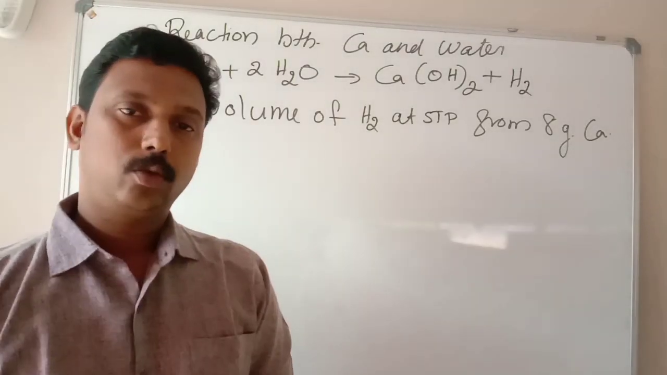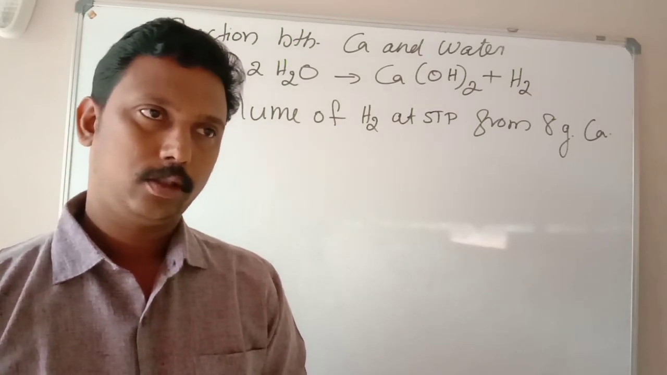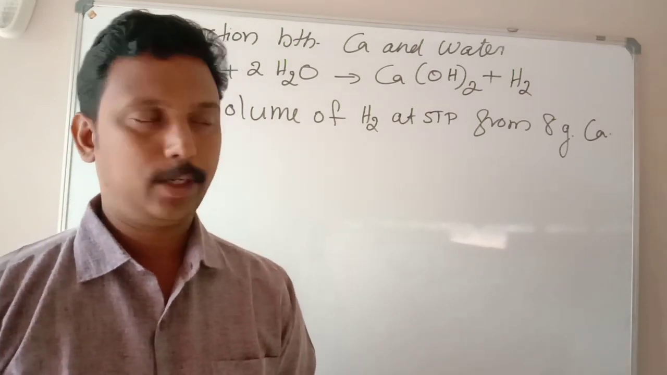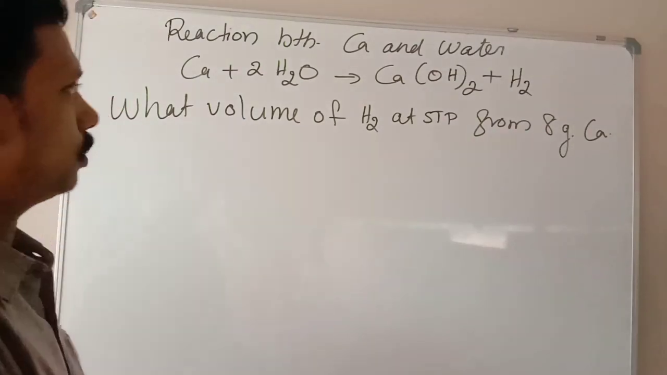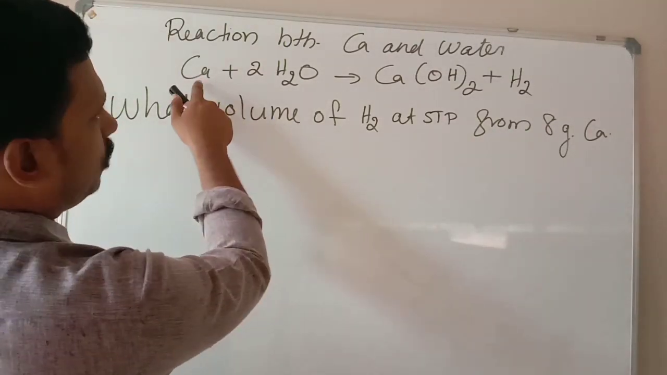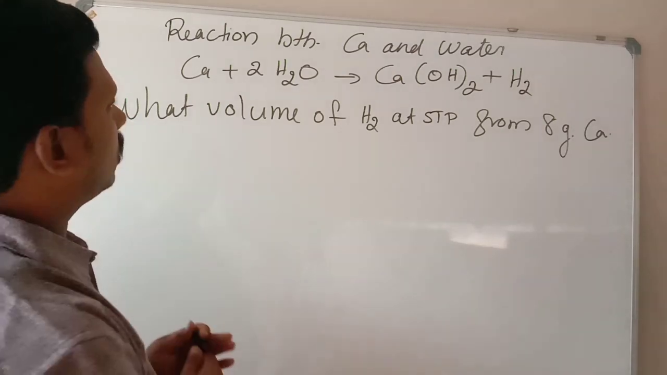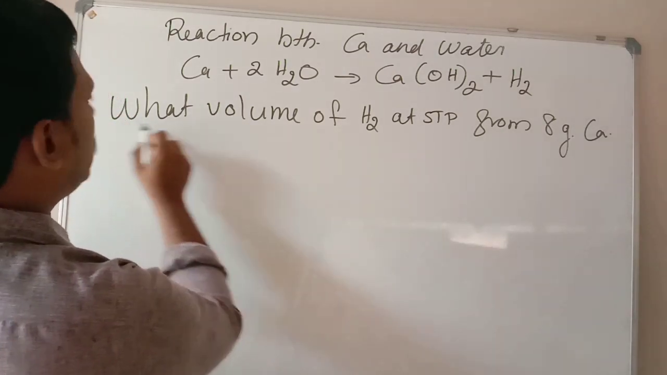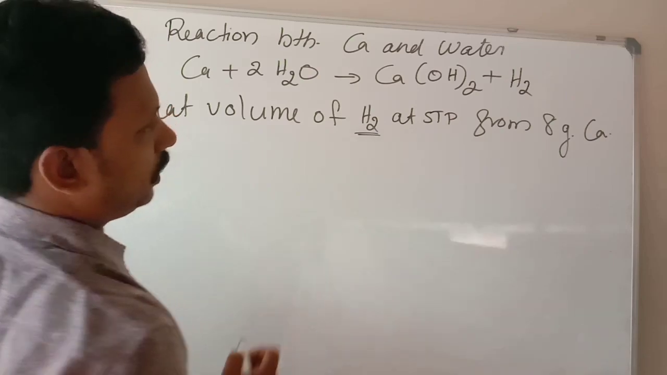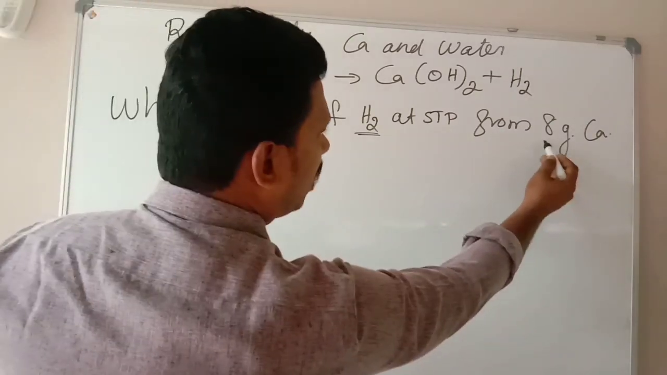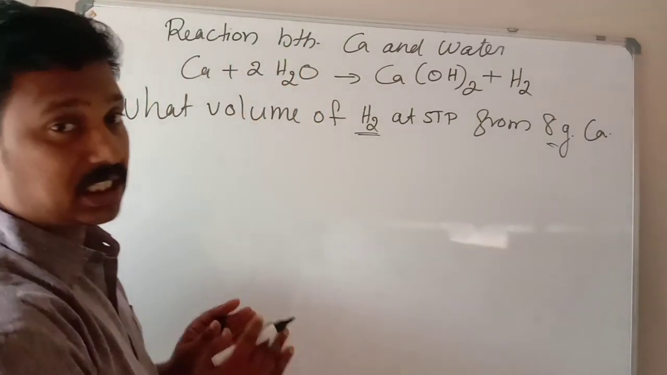The previous one was an APMT question, and this one is a Kerala PMT question, as just in the next year this question was there. Reaction between calcium and water to form calcium hydroxide is given. The equation is given. And see, what is the volume of H2 at STP formed from 8 grams of calcium? The question is very much similar.